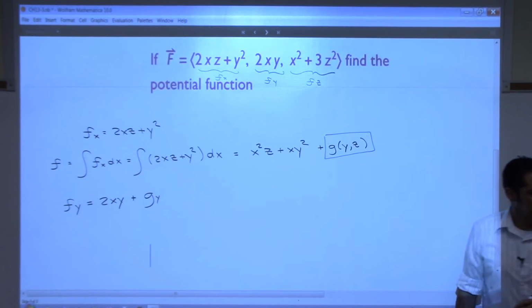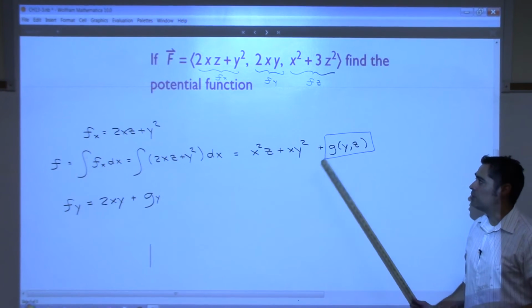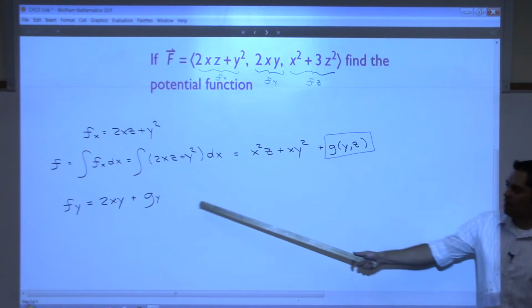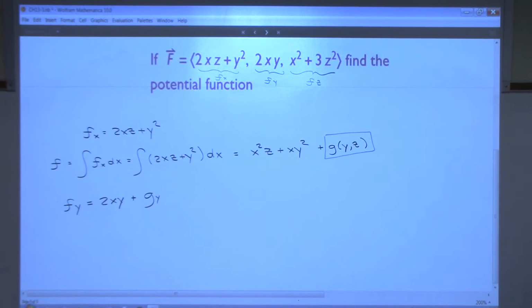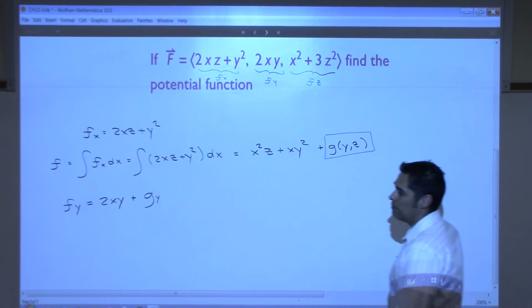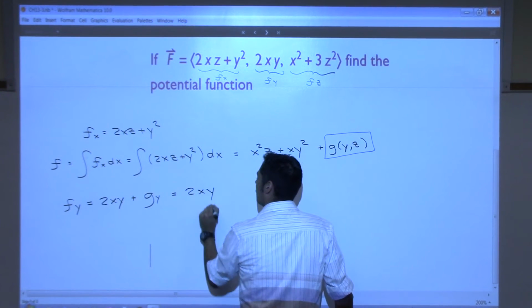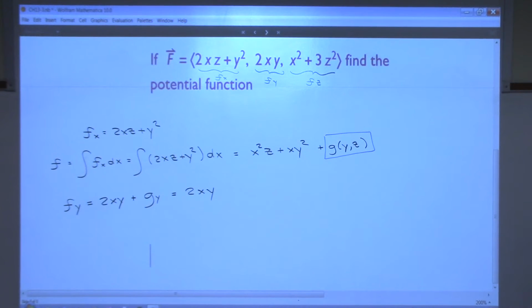How about that? You see why I used that notation on the last one? Because on the last one, we only had one variable. It was only g of y. But now that we have two variables, it makes sense to talk about the derivative with respect to y since z is there also. We need that to be equal to what? 2xy. Ah, this one again is going to work out too nice for us. You see that?